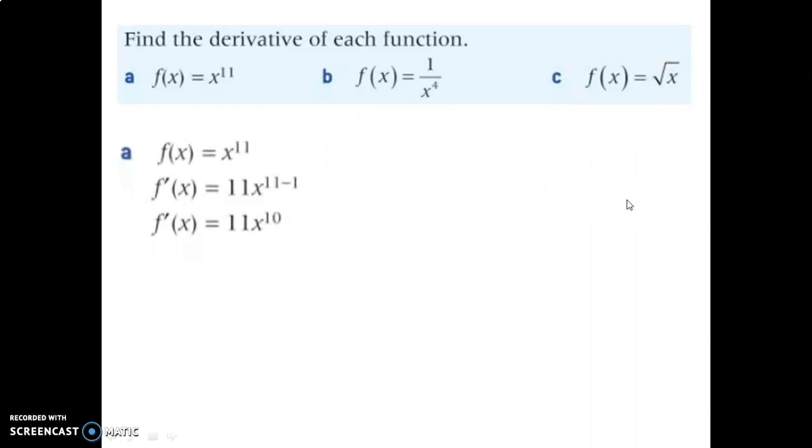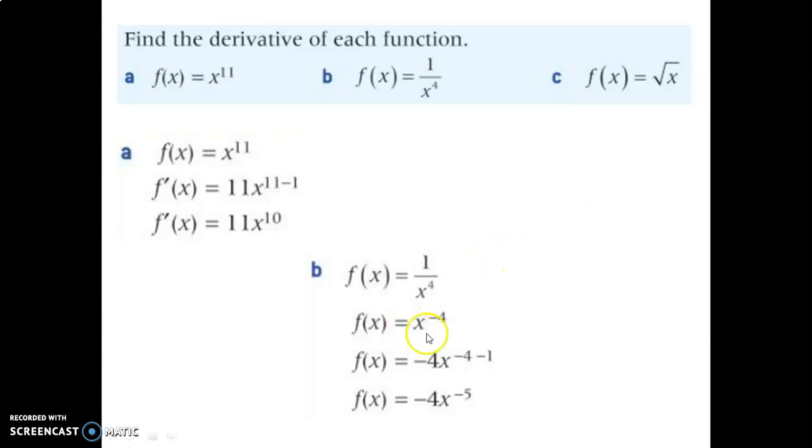Okay, first one, check your work there. Second one, notice what happened in the second one. -4 comes to the front, and then a lot of students make the mistake of changing that to a 3, but remember the rule is always subtract 1 from that. Like here we subtracted 1 from it to get 10. When you subtract from a negative number, you get a bigger negative number, so -5. Be careful with that.